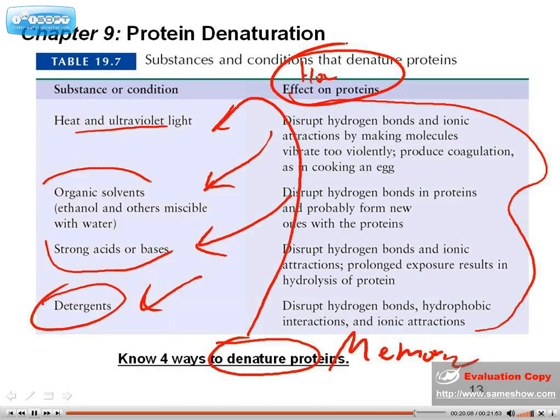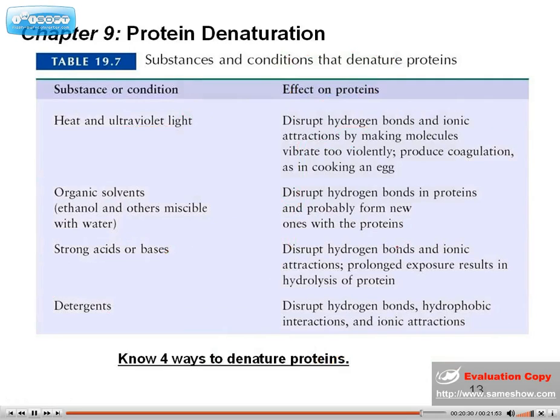So heat and ultraviolet light, again, they cause the molecules to vibrate. Ultraviolet light actually causes the bonds themselves to vibrate, and it disrupts the hydrogen bonds and ionic forces, denaturing the protein. Organic solvents, keep in mind we talked about the hydrophobic effect.